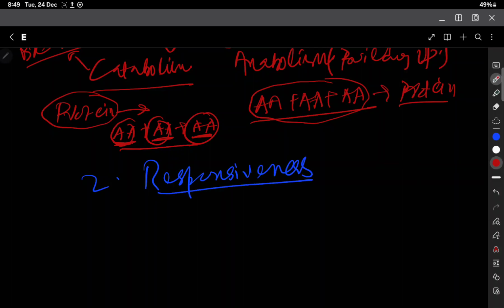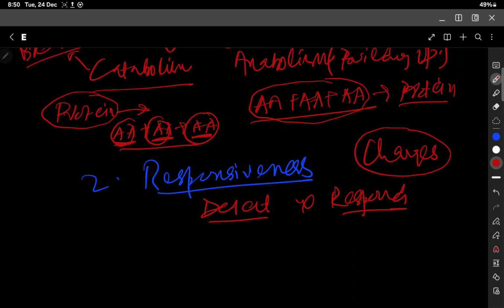So what does responsiveness mean? It is the body's ability to detect and respond to change. Detect and respond, these are two things included in responsiveness. So the ability of the body to detect and respond to change in its internal or external environment. For example, you are sitting and you are feeling hot, so your body will detect the change and then it will respond to that change by cooling down, by sweating. So your body will cool down. So that is responsiveness. So it is a basic life process.